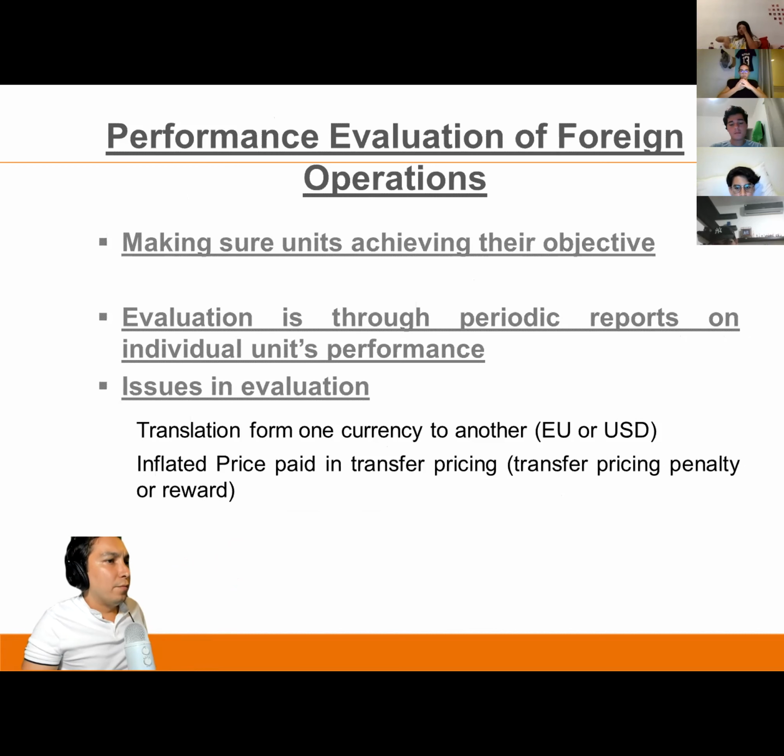So, performance evaluation of foreign operations, making sure units achieve their objectives. Guys, it's very hard to align the whole team, and we will see why. We have some challenges in there. So evaluation is through periodic reports on individual units' performance. And there are some issues in the evaluation, like translation from one currency to another, and inflated prices due to transfer pricing.